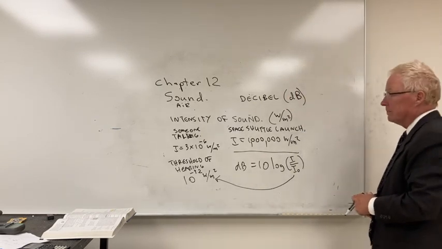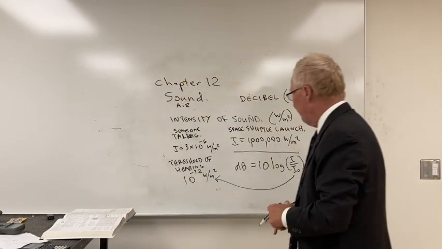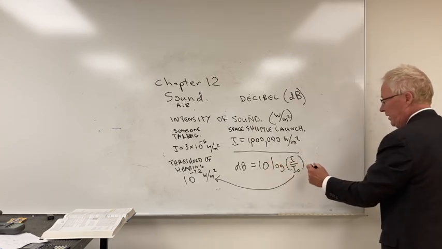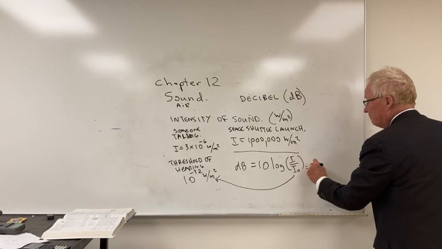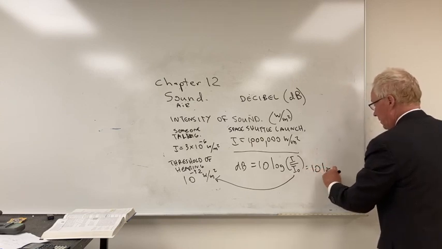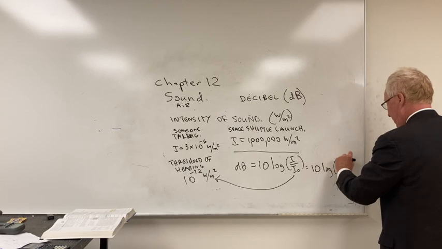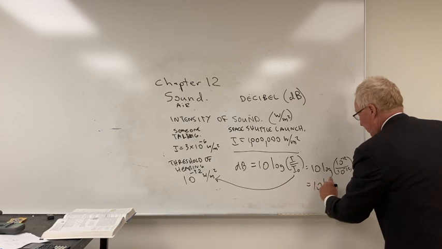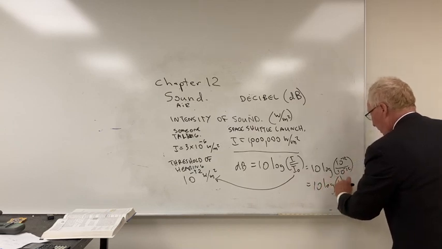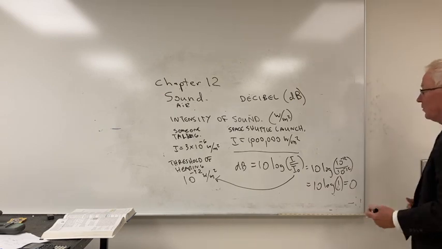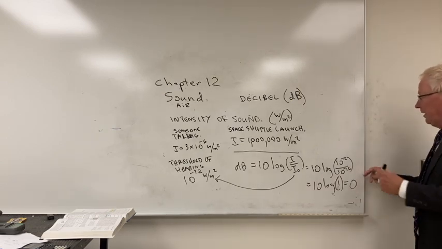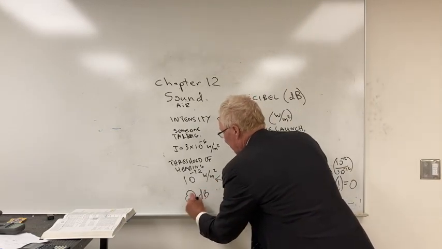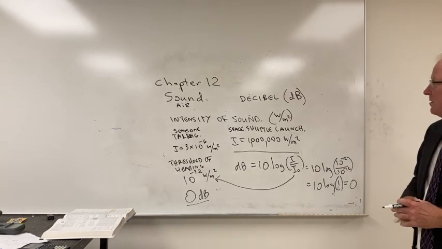So we put in what this would mean. If we actually had the threshold of hearing, this would be 10 times the log of 10 to the minus 12th over 10 to the minus 12th, which is 10 times the log of 1, which is 0. So the threshold of hearing is 0 dB. The lowest we can hear is that.